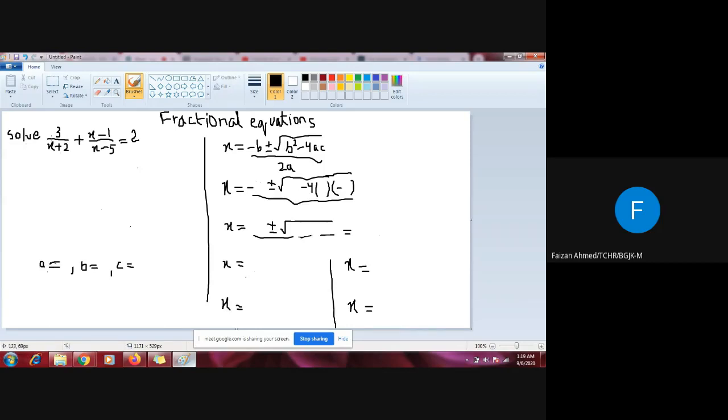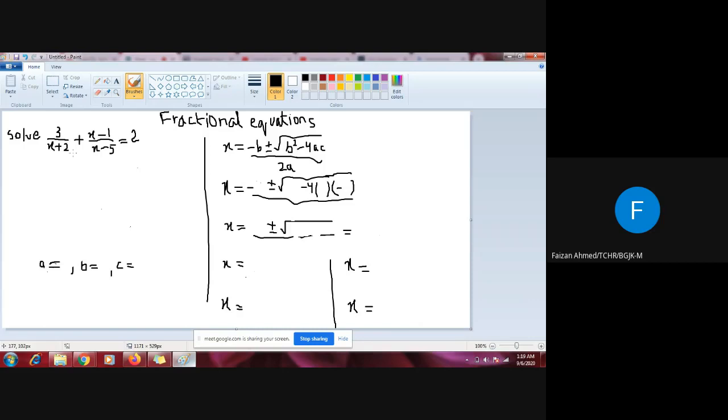We have to solve 3 upon x plus 2 plus x minus 1 upon x minus 5 equals 2. This is basically a fractional equation, and we can simplify it by taking the LCM. Let's see whether this equation becomes a quadratic equation, because then we will solve it by the quadratic formula again.